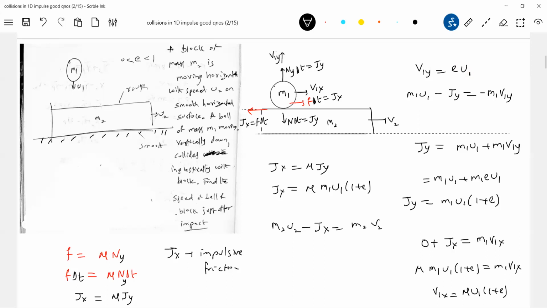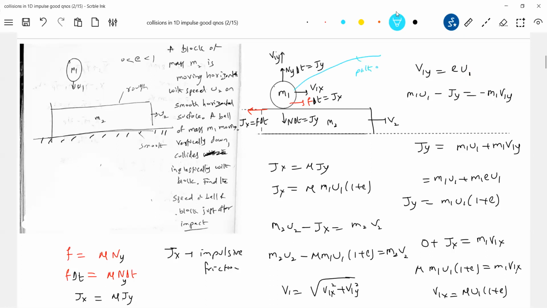Substituting Jx, m2 u2 minus mu m1 u1 (1 plus e) equals m2 v2, and we have to solve it. Like that, we'll get expressions for the speeds v1 and v2. And what is v1? v1 should be the vector sum, because the ball has both vertical as well as horizontal components after collision. How is the path of the ball? The ball will move in a parabolic path, and the plank will continue to move like this. This is the path of the ball after impact.